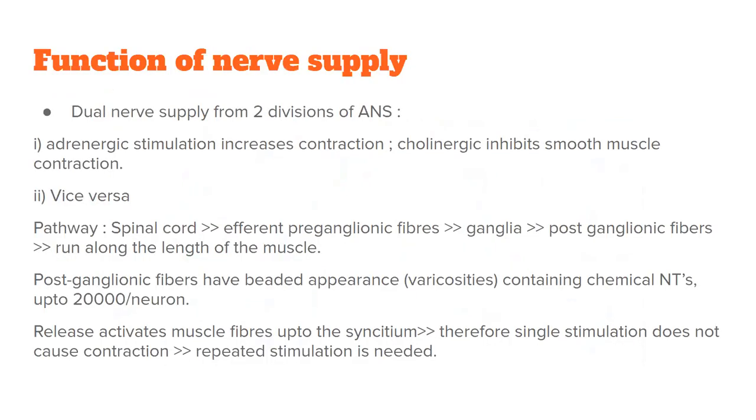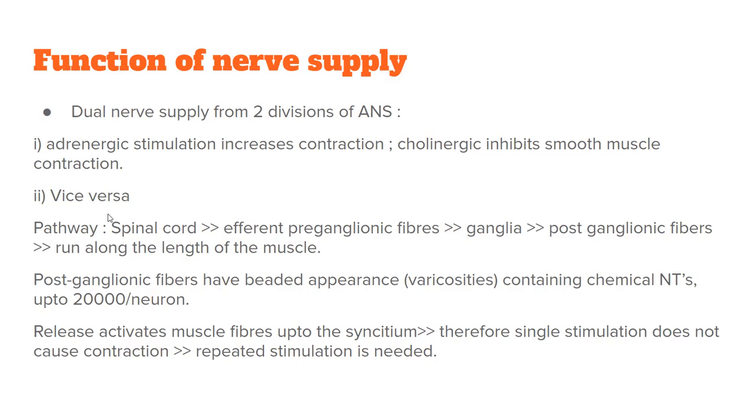Now, what is the nerve supply of the smooth muscle? We have the autonomic nervous system. You can have the adrenergic nervous system, which can stimulate muscle contraction, and cholinergic causing relaxation, or it can be the other way around. Cholinergic can cause stimulation and muscle contraction, and adrenergic can relax.